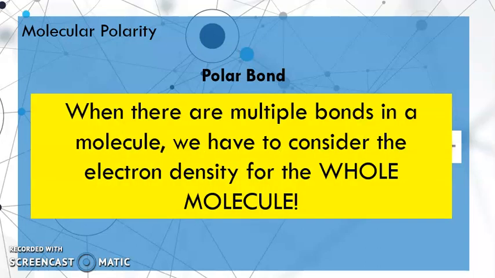Now the problem is that when we have a molecule with multiple bonds on the inside, we have to consider the whole electron density for the whole molecule at the same time. In this case, it's kind of like there's an overall tug of war. We have to figure out where the electrons are going to end up. Let's take a look at an example.